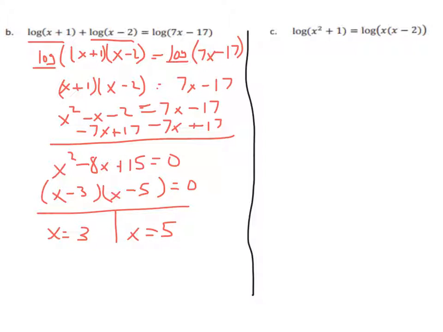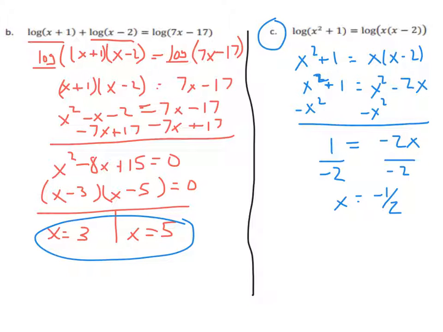If I check with the original here, 3 or 5 is still positive. And 3 is the smaller one, so that's 21 minus that, which is still positive. So both are valid solutions. Both good answers, okay? Why don't you try the next one right here. Try C for a second. Pause the video, and we'll come back and take a look at it.